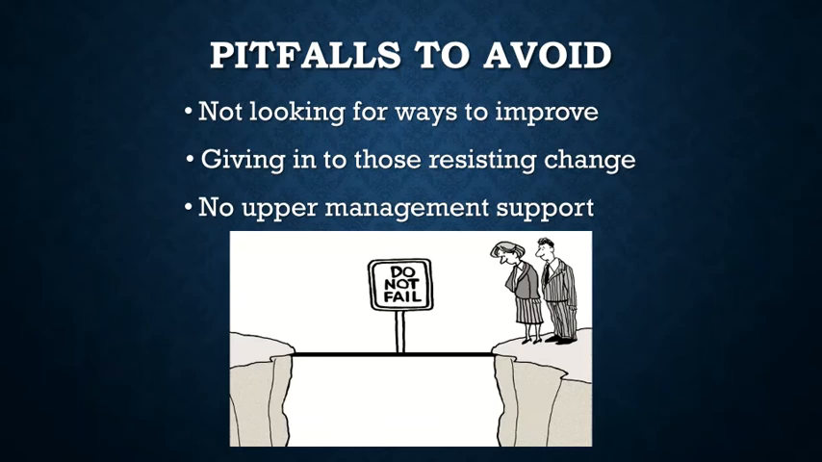Pitfalls to avoid when 5S'ing: not looking for ways to improve. So again, becoming compliant, just thinking everything's status quo, so we're good, we don't have to fix anything else. Giving in to those resisting change. Not everybody likes change, and certainly a lot of people resist change. They think, oh, I've always done it this way, so there's no reason to change that or improve it. And then by giving in to that and saying, oh, well, okay, you don't have to do it this way, but everybody else has to, it is a break in the system.